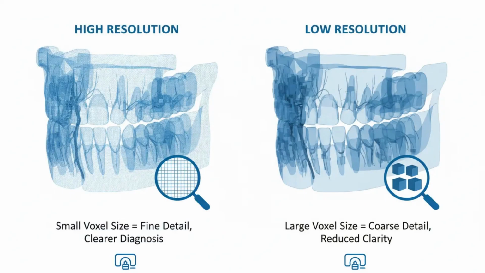Voxel size determines resolution. Small voxels reveal fine details such as fractures, internal resorption, or small cortical defects. Large voxels soften these details and make subtle findings easy to overlook. You can only diagnose what the voxel size allows you to see.